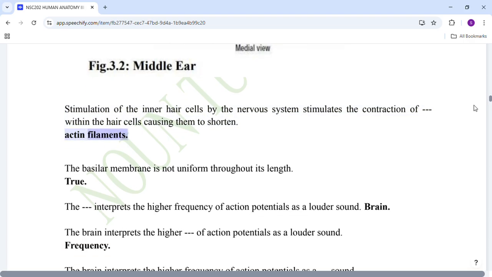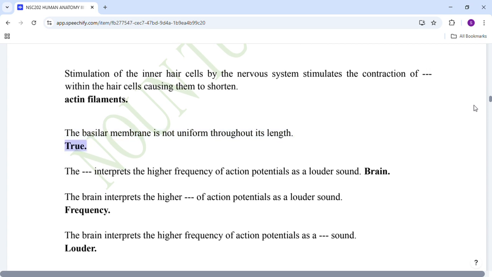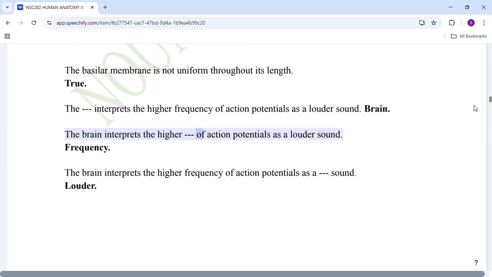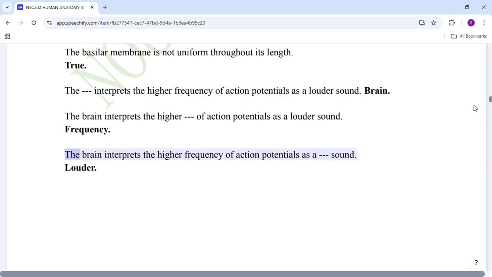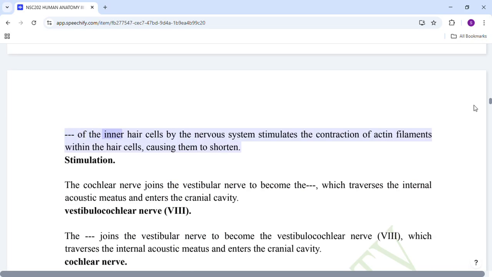Actin filaments. The basilar membrane is not uniform throughout its length. True. The brain interprets the higher frequency of action potentials as a louder sound. Stimulation of the inner hair cells by the nervous system stimulates the contraction of actin filaments within the hair cells, causing them to shorten.